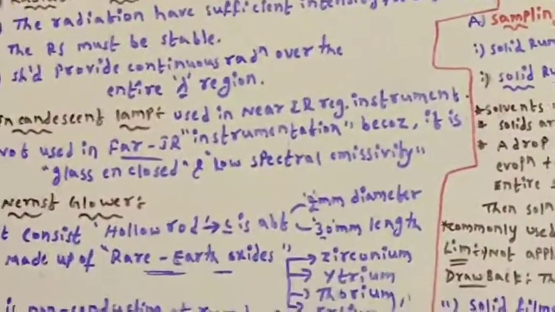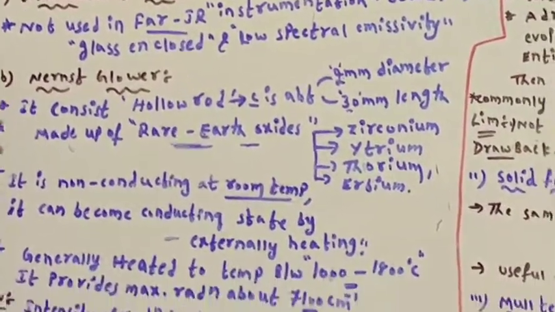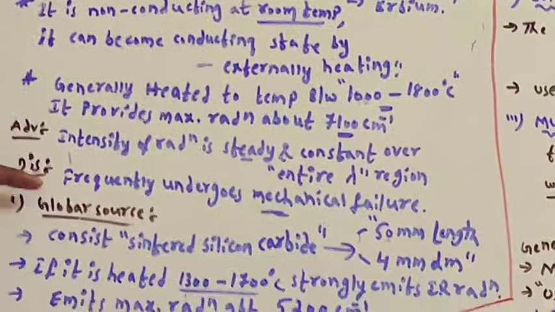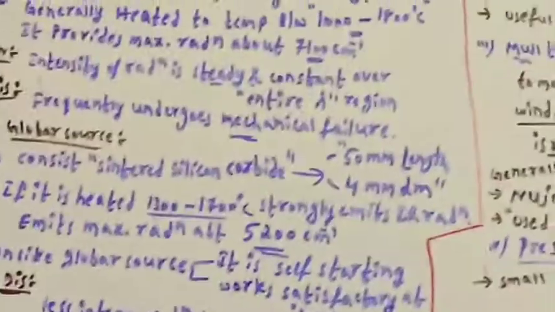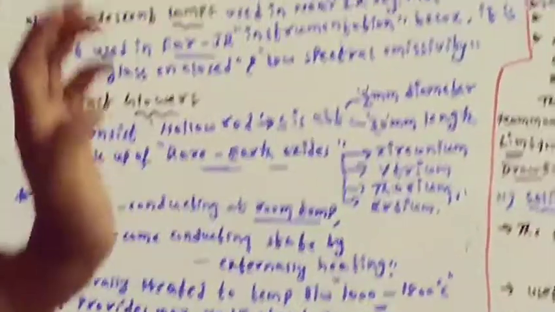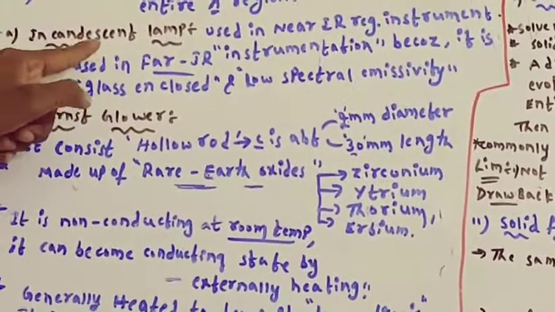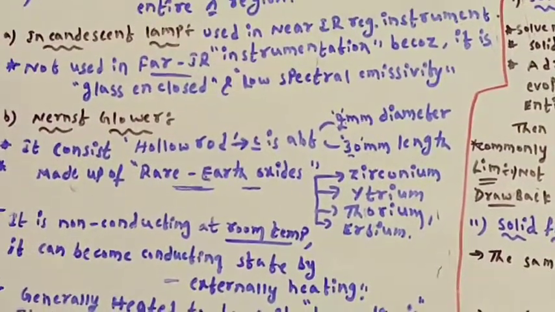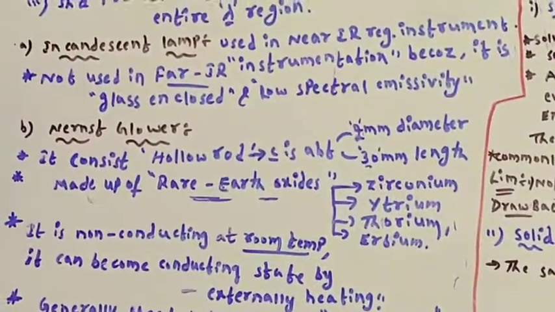Four kinds of radiation sources are commonly used in IR spectroscopy. What are those? First one, incandescent lamp. Second one, Nernst glower. Third one, globar source. And fourth one, mercury arc lamp. These four radiation sources are used in the IR spectrophotometer. Let's see one by one. First one, incandescent lamp. It is used in near IR region instruments only.